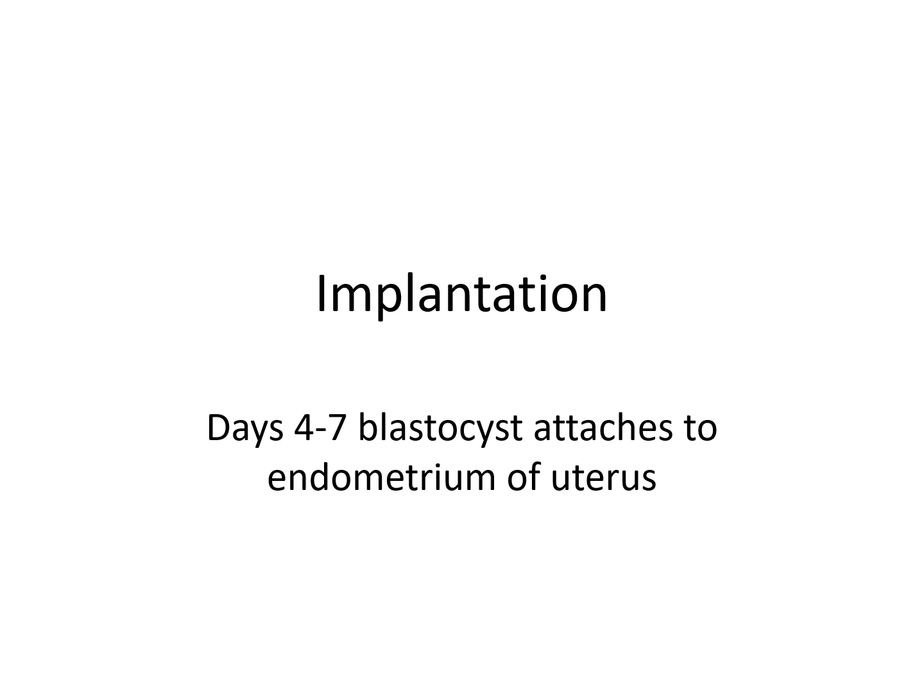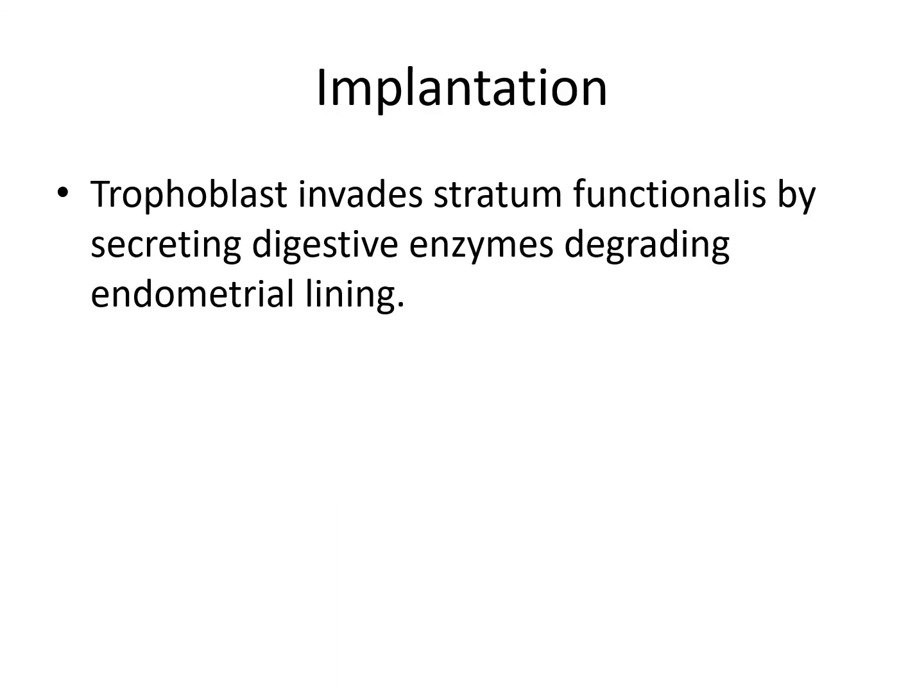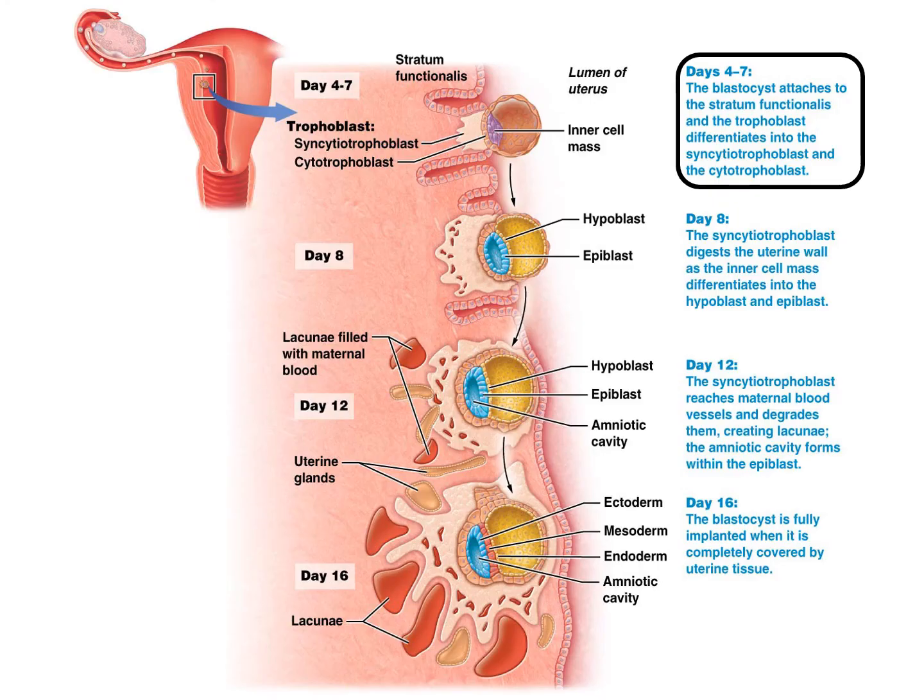Now, days 4 through 7, the blastocyst attaches to the endometrium of the uterus to begin implantation. What happens is the trophoblast invades the stratum functionalis by secreting digestive enzymes degrading the endometrial lining. By doing so, it will start burying itself into the endometrial lining. Okay, and then once it covers itself, we say that implantation is completed.